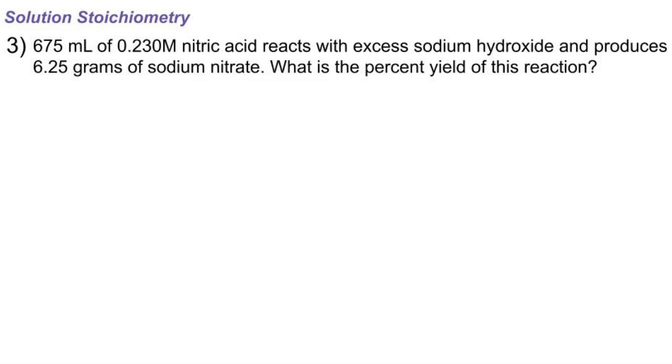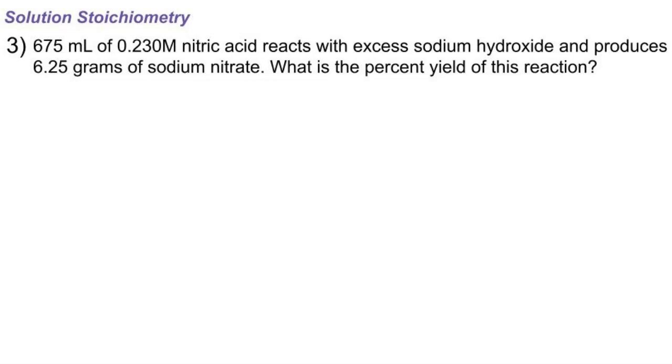Problem 3 says that 675 milliliters of 0.23 molar nitric acid react with excess sodium hydroxide and produce 6.25 grams of sodium nitrate. What is the percent yield of the reaction? So it gives us no equation to go off of, so I'm going to start by writing out the balanced chemical equation.